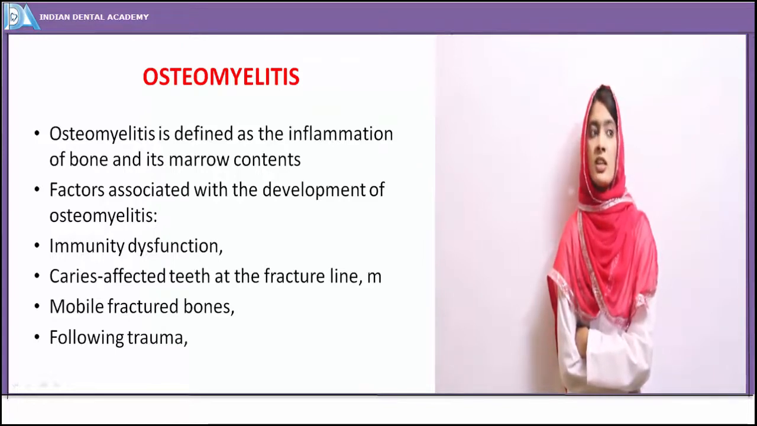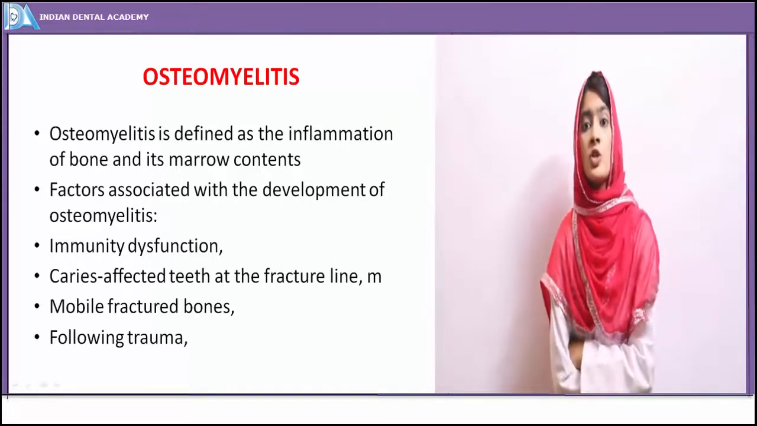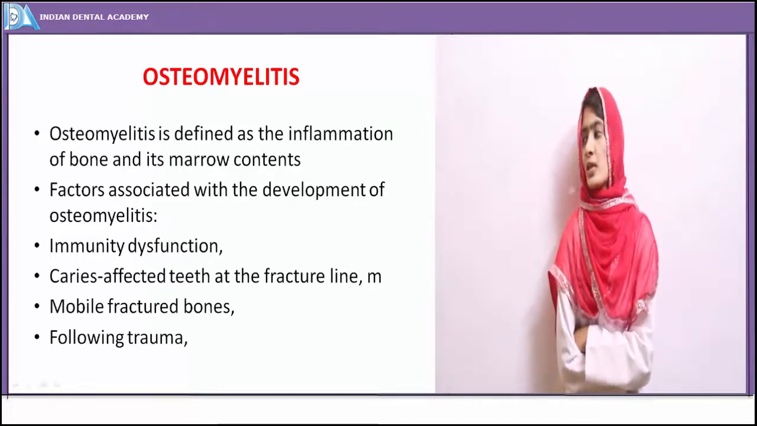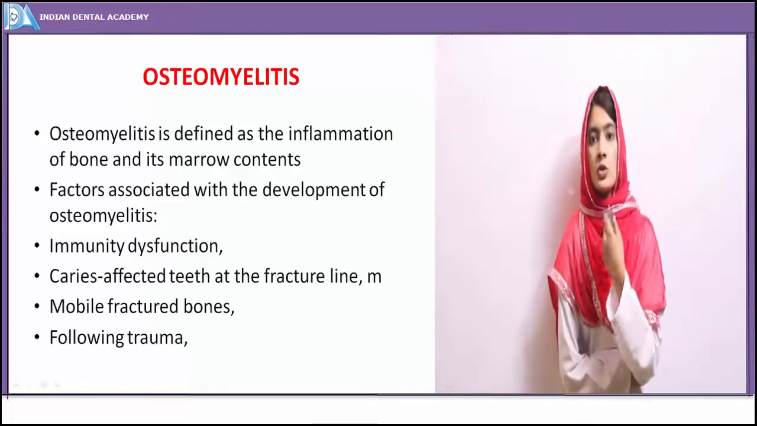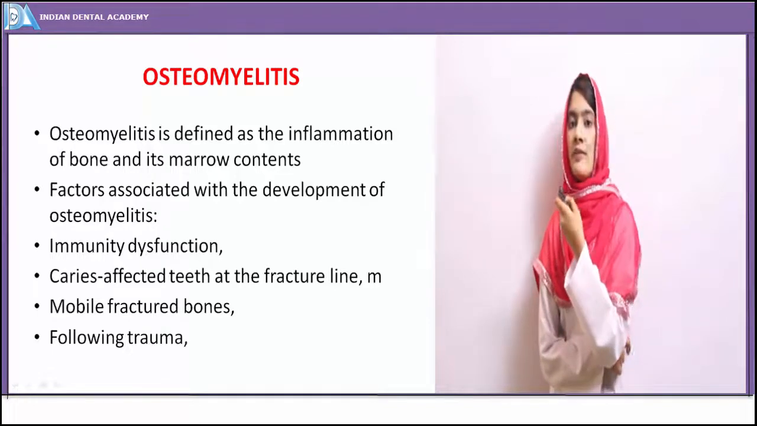Sometimes the fracture is occurring in the bone. A fracture is a break in continuity of the bone, leading to disruption of even the blood supply, and that area tends to lose its blood supply, leading to progression of infection and osteomyelitis. So trauma is the most common predisposing factor for osteomyelitis to develop.